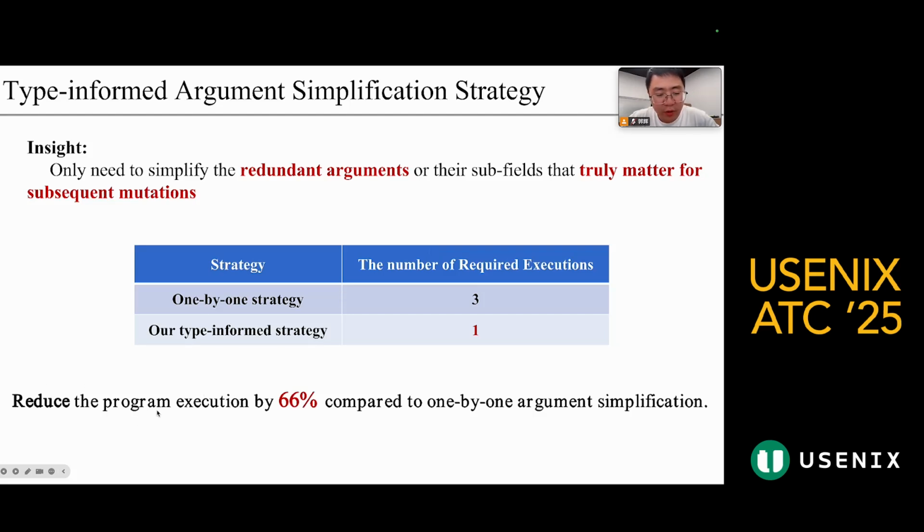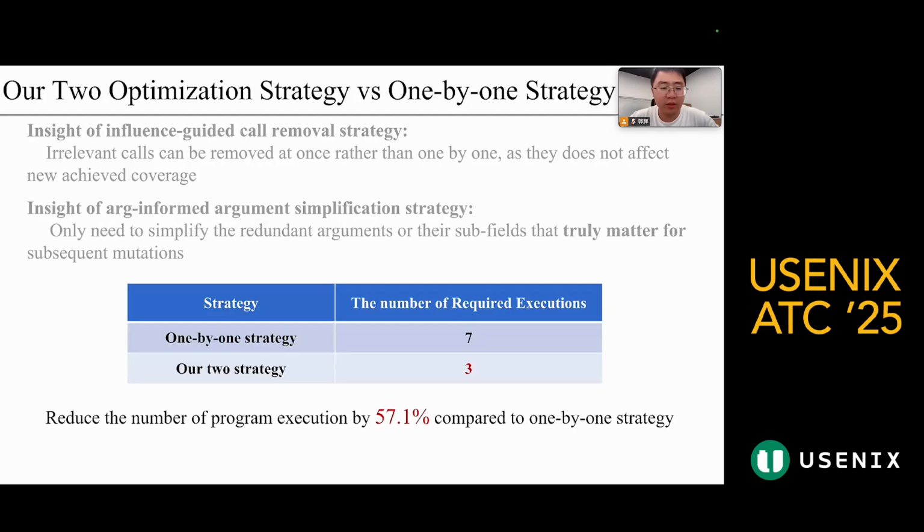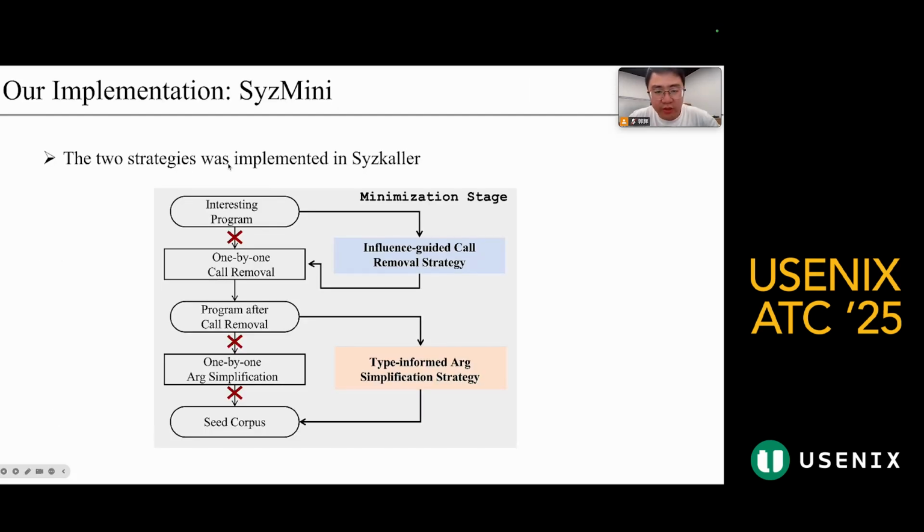It can reduce the program execution by 66% compared to one-by-one argument simplification. In sum, our two optimization strategies only require 3 program executions, while the one-by-one strategy requires 7 program executions. So our strategy can reduce the number of program executions by 57.1%. We implement the two strategies in this column.